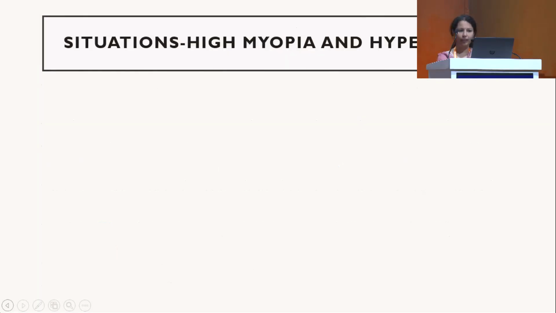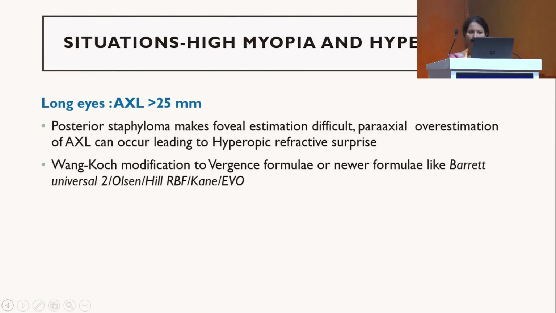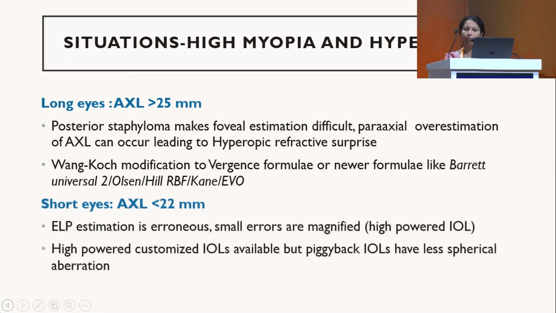And for extremes of eyes, if it is a long eye, always there is an error because of posterior staphyloma, and there is actually a paraxial overestimation leading to a hyperopic refractive surprise. So for the older formulae, we use the Wang-Koch modification, but now Barrett Universal 2 is giving the best results for long eyes. And short eyes, actually the estimation of effective lens position is the one which is erroneous, and small errors also are magnified because of the higher powered IOL.